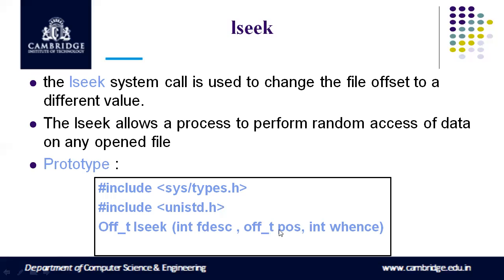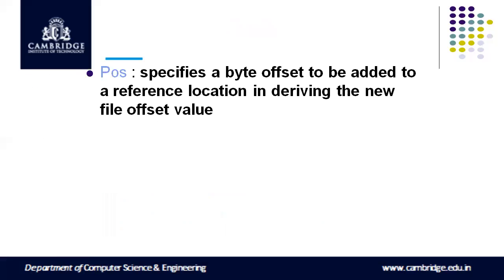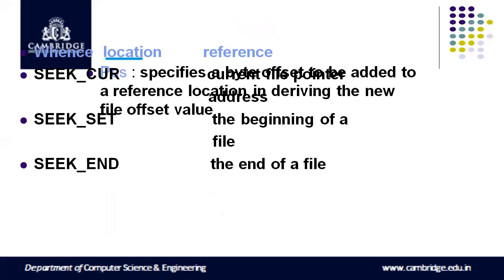This position is where you have to mention where your pointer should point, which is just a reference location. You have to mention where your pointer should point within your file. Okay. The third argument is whence. Whence is one argument which supports three locations or three values.